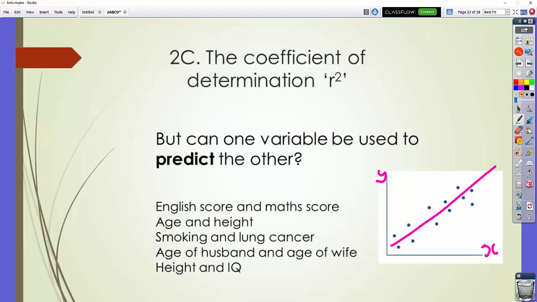Let's go through these 5 again. I think there's only one there that could really be used to predict the other. I'm not saying which way round. What do you think? I'm not saying which is the response and which is the explanatory, but one of those could be used to predict the other. Any arguments for or against any of them? Smoking and lung cancer. So which would predict which? You could predict the amount of lung cancer from the amount of smoking. Anything else? Age and height, up to a point. I mean, we had this before. I'm 4 times as old as you, but I'm not 4 times as tall.